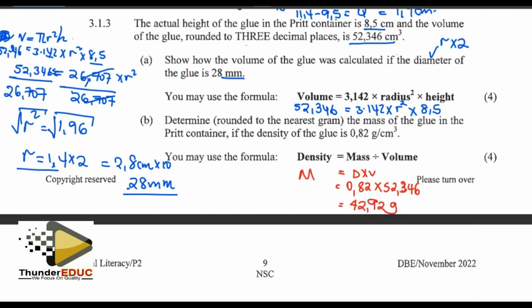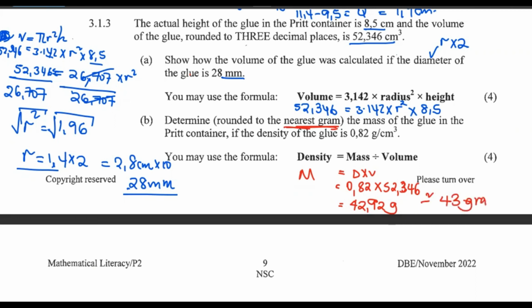So the mass, they said it's 442.92 grams, but they said round off to the nearest gram. Take note of this. So here it's 443 grams. Why did I multiply? Because in actual sense, density equals mass over volume. You are interested in mass. What happens? M will remain and the D will multiply with the V.